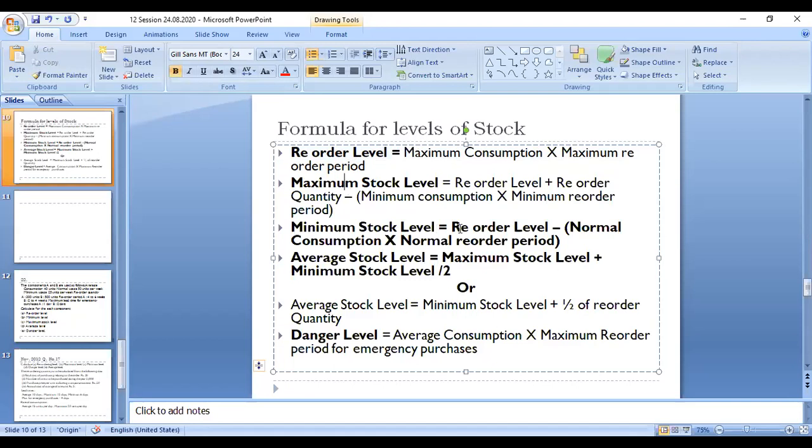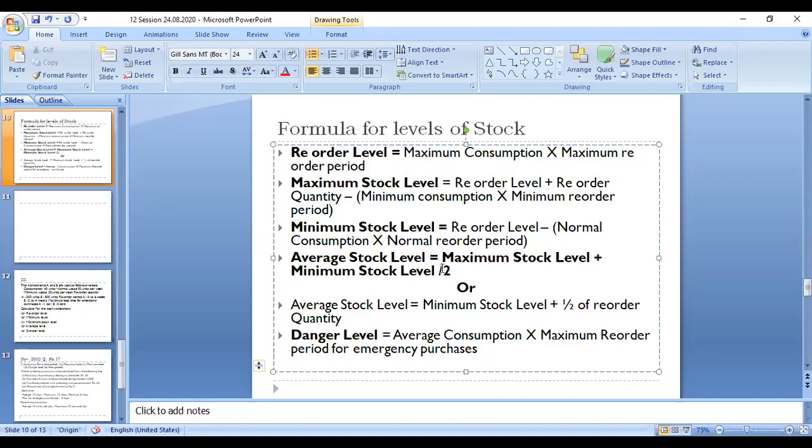Next is the minimum stock level formula. Again, we take the first answer, reorder level, minus normal consumption into normal reorder period. So for these three formulas: for reorder level you take maximum consumption, for the maximum stock level you take minimum, and for the minimum stock level you take normal consumption. Reorder level minus normal consumption into normal reorder period.